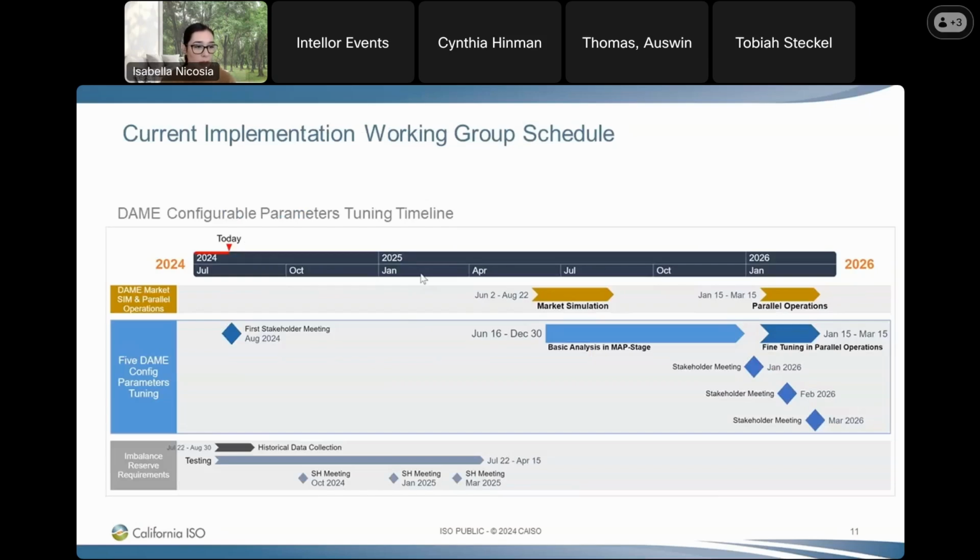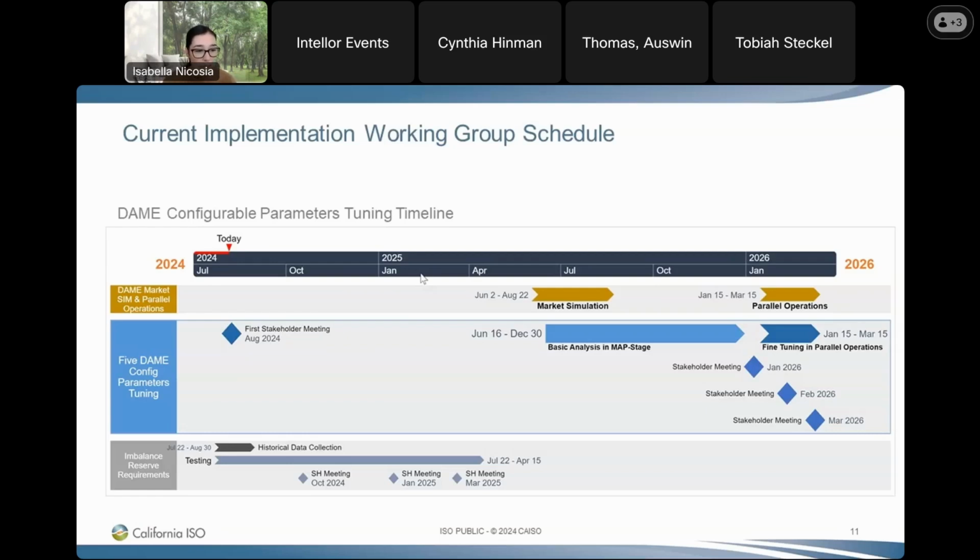In terms of the current proposed implementation working group schedule, you'll see on these swim lanes that we are at the first stakeholder meeting that focuses on the 5 DAME configurable parameters tuning. Between now and the June timeframe of 2025, we'll be doing testing for the imbalance reserve requirements, and through that process there will also be a few stakeholder meetings. We have those planned out here tentatively. Of course, the firm dates will be communicated through a notice in the daily briefing and posted publicly there. Between now and June of 2025, that's when the testing for the IR requirements will take place.